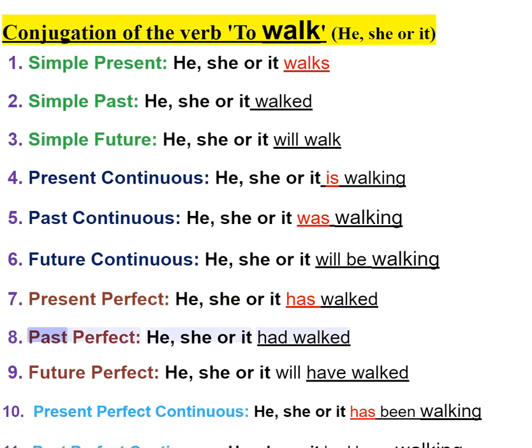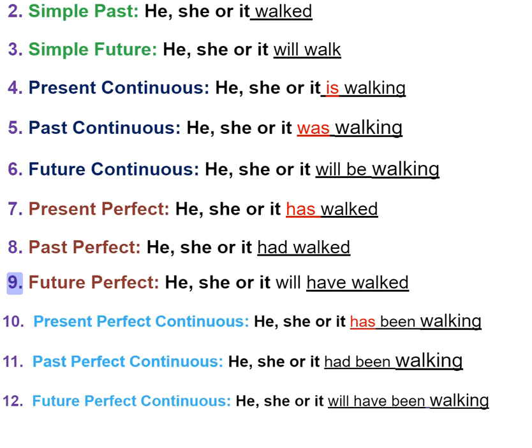8. Past perfect. He, she or it had walked. 9. Future perfect. He, she or it will have walked. 10. Present perfect continuous. He, she or it has been walking. 11. Past perfect continuous. He, she or it had been walking. 12. Future perfect continuous. He, she or it will have been walking.